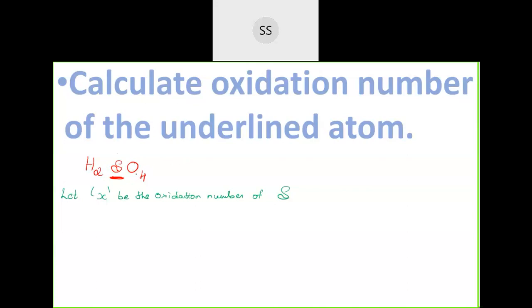This compound doesn't carry any charge, correct? So that means I should take it equal to 0. Suppose you have a compound where there is a charge given on top, then you should write the sum equal to that particular charge. I don't have any charge over here, so I will take it equal to 0.